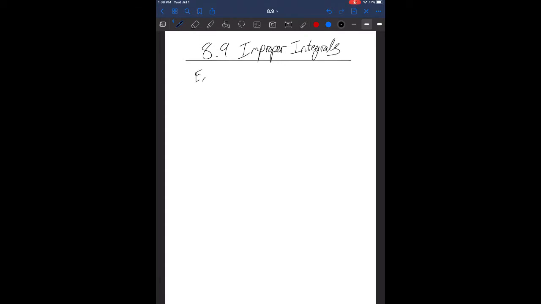be infinity. So for example, if we have the integral from 1 to infinity of 1 over x dx, or we have something like the integral from negative infinity to infinity of e to the negative x squared dx. Both of these are going to be improper integrals because they do have this positive or negative infinity in the bounds of the integral. The other instance where we have improper integrals is if the function actually evaluates to positive or negative infinity at some point in the integral.